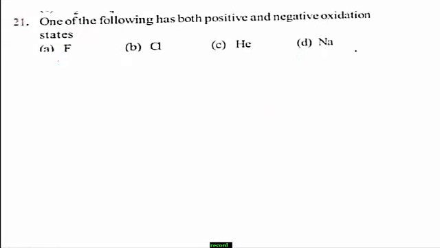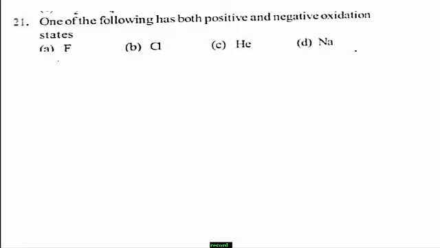Next, question number 21. One of the following has both positive and negative oxidation states. Which one is it? Option A, fluorine. Option B, chlorine. Option C, helium. Option D, sodium. Among the given options, which has both positive and negative oxidation states?